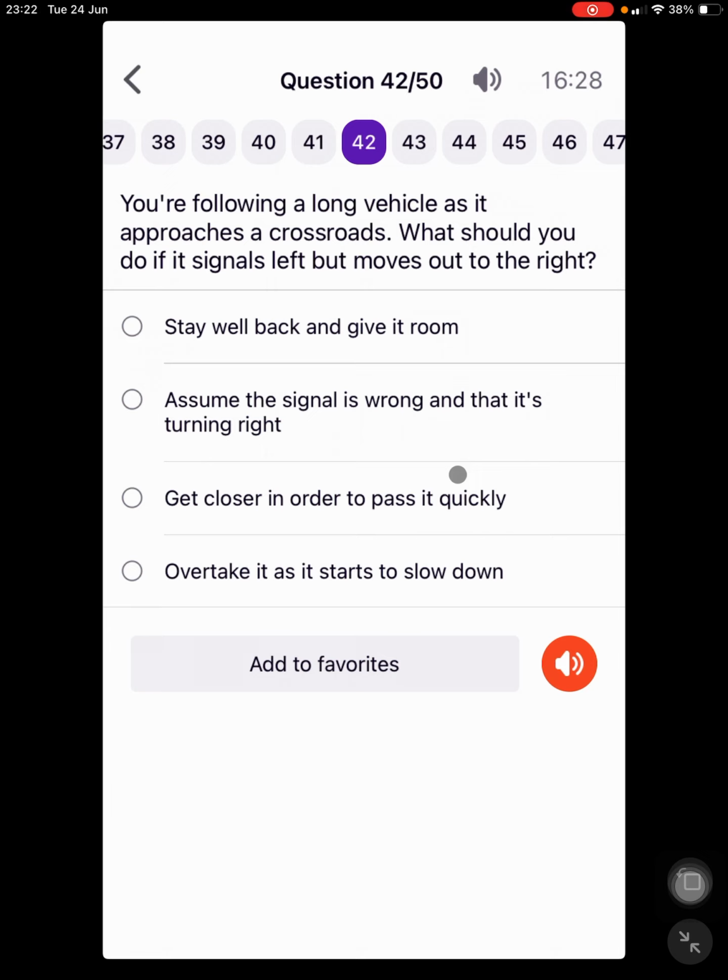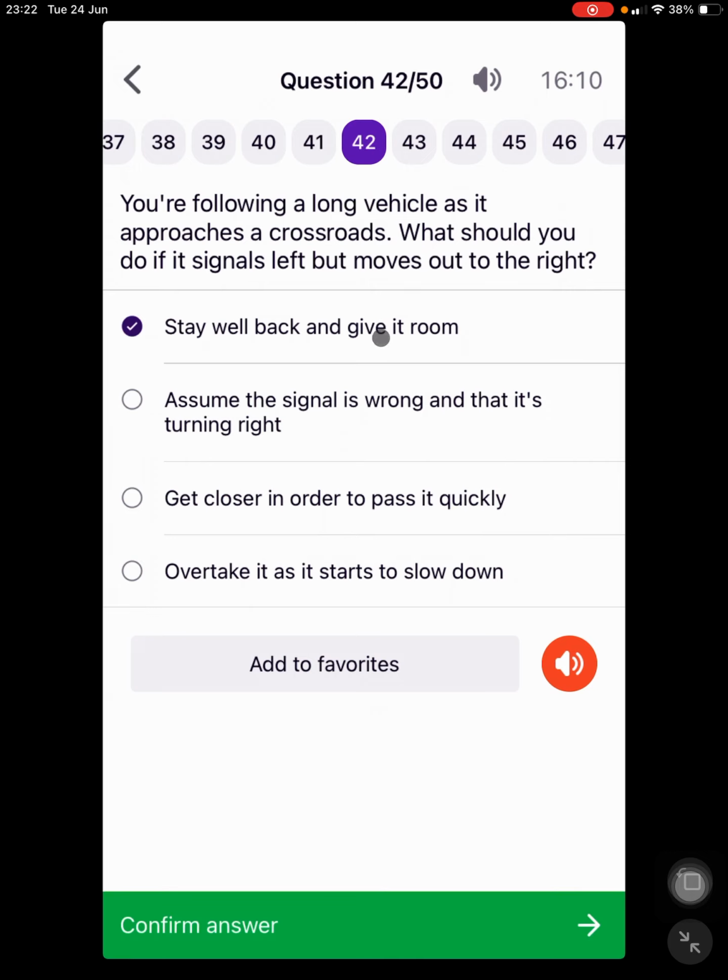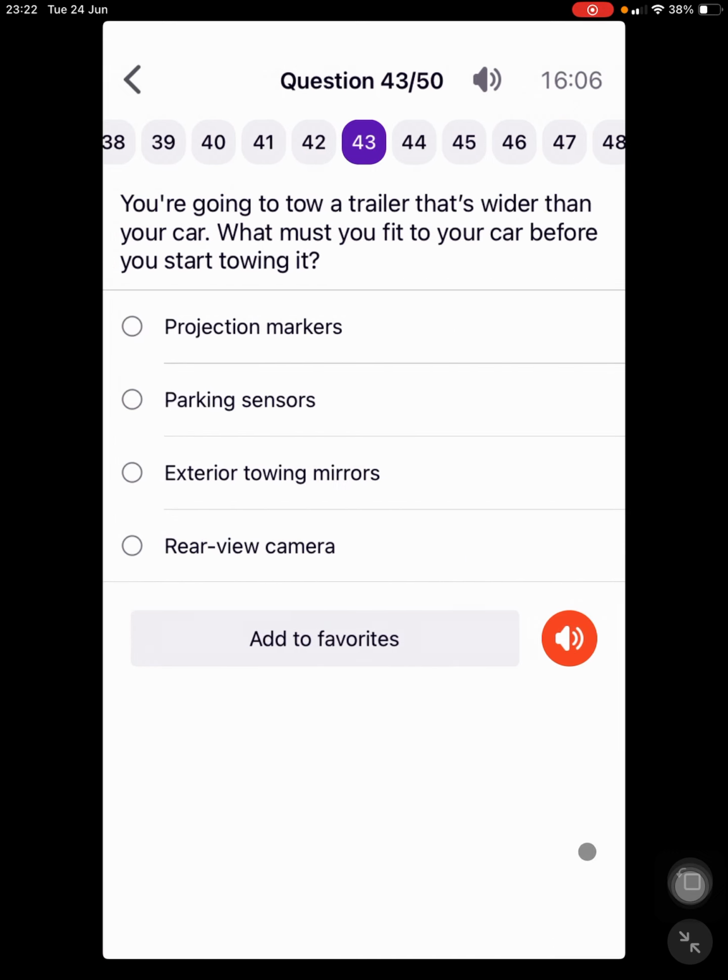You are following a long vehicle as it approaches a crossroads. What should you do if it signals left but moves out to the right? What do you have to do? Allow them space. Give them more room so they could turn. So what do we have to do? Stay well back and give it room.